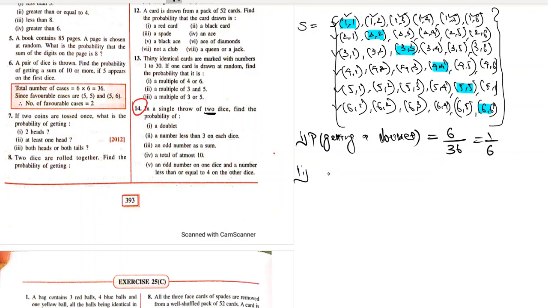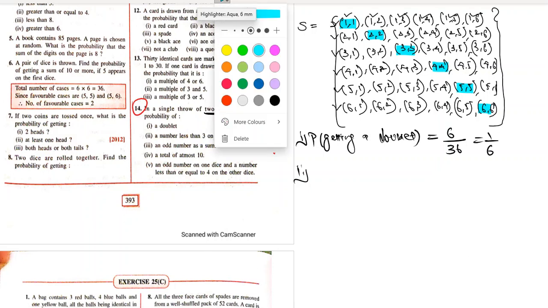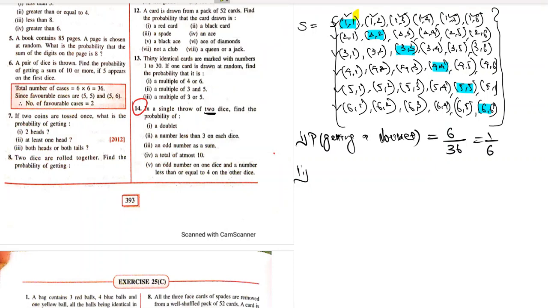A number less than 3 on each dice. Now, a number less than 3 on each dice. Let me get another color. Yellow color is fine. Okay. Number less than 3 on each dice. 1, 1 is okay, less than 3 on each dice. 1, comma 2 is okay. 1, comma 3 is not okay, because we want a number less than 3. Right? 2, comma 1 is okay. 2, comma 2 is okay. 3 comma 1, 3 comma 2, no, nothing beyond this will work, right? So only 4 pairs are such that both the numbers on both the dice are less than 3.